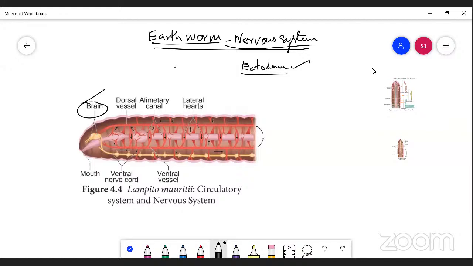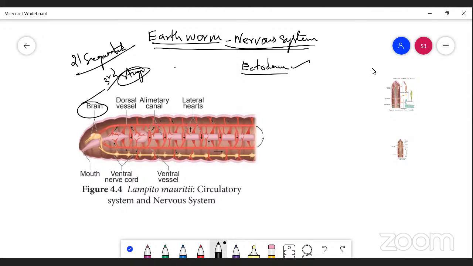The ganglion is located in the third segment of the earthworm. It is not a real brain. It is a collection of nerve branches and nerve bundles in a coiled structure, located in the third segment. You know one thing? All matured earthworms have 23 segments. So the earthworm is a segmented animal, right?